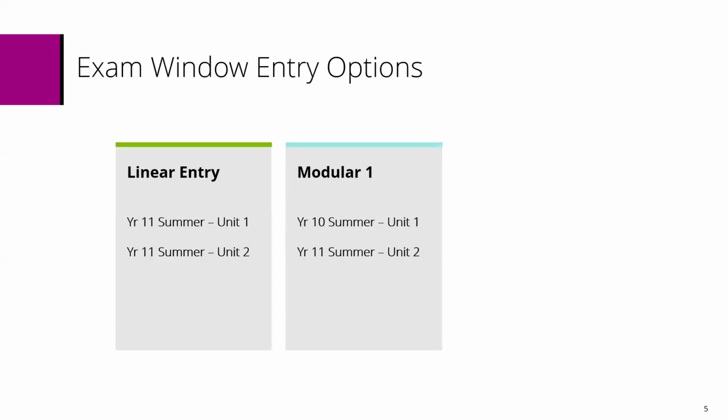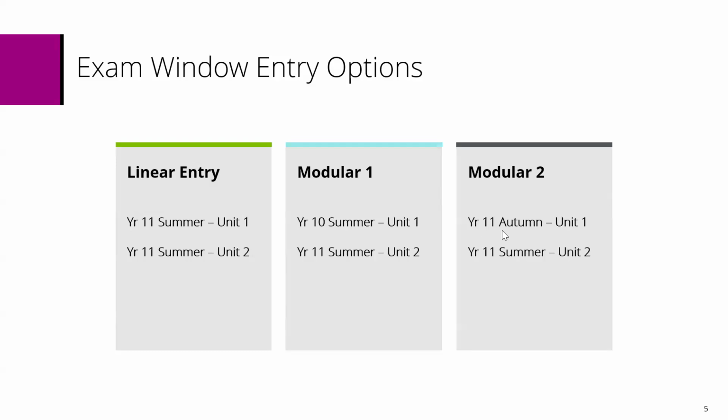And there's the original design of the qualification, which was for students to do a summer of year 10 unit and then a summer of year 11 unit. I do have some centres saying, well, my students might not be mature enough at the end of year 10, so can I enter in the autumn term of year 11 for the first unit and the summer of year 11 for the second unit? And that's absolutely fine.